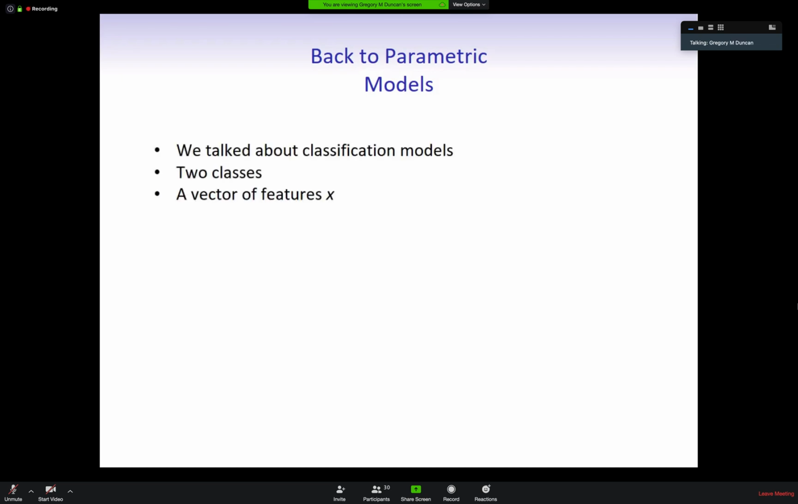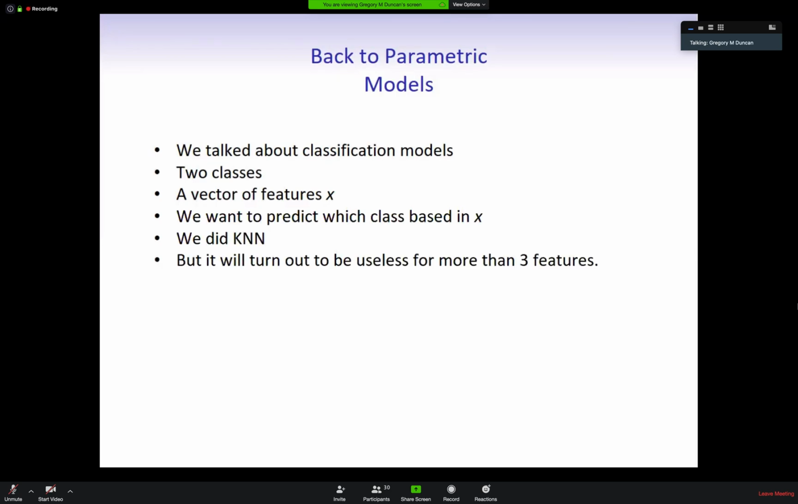Okay, so we talked about classification models, 2 classes with a vector of features. We want to predict which class based on X. We did it with K nearest neighbors. And as I said, it will turn out to be useless for more than 3 features.